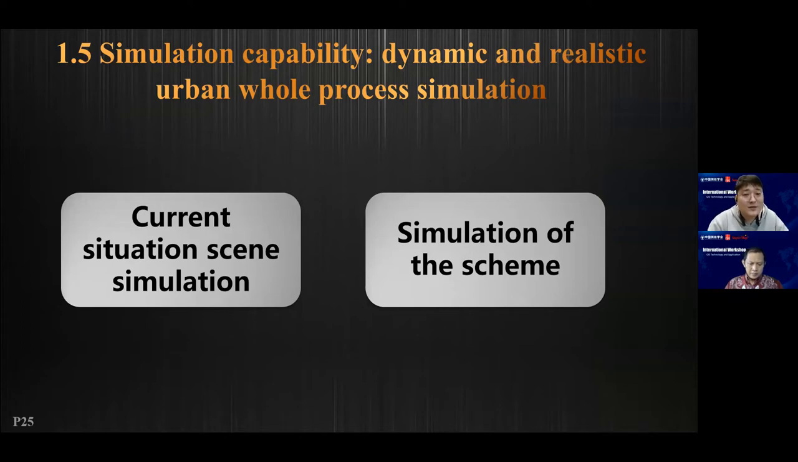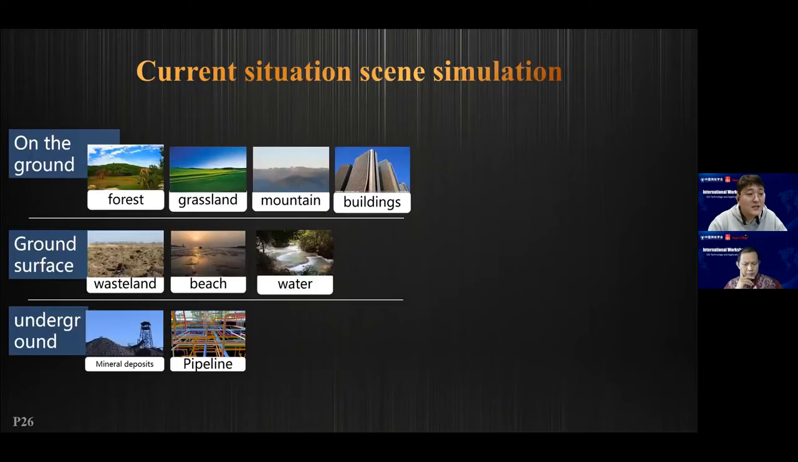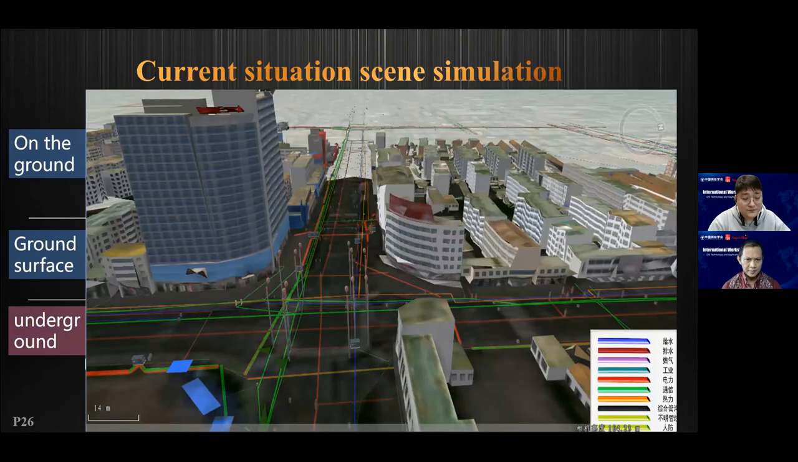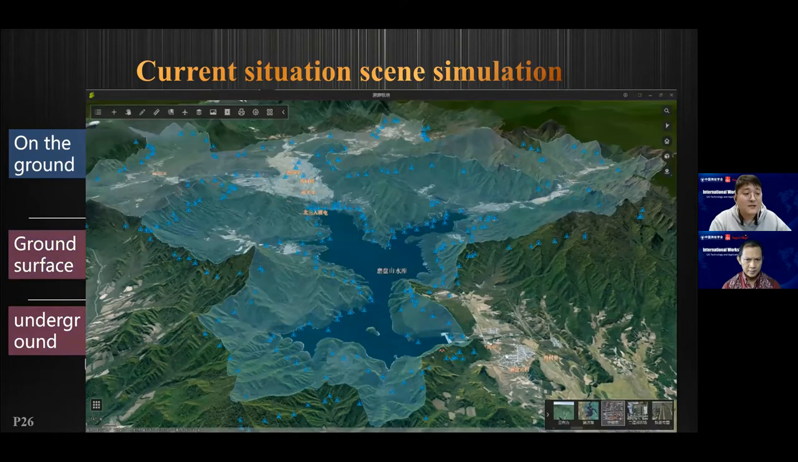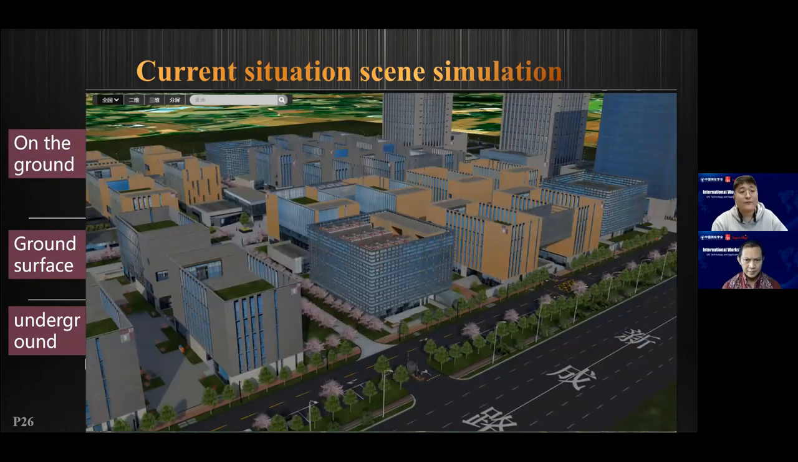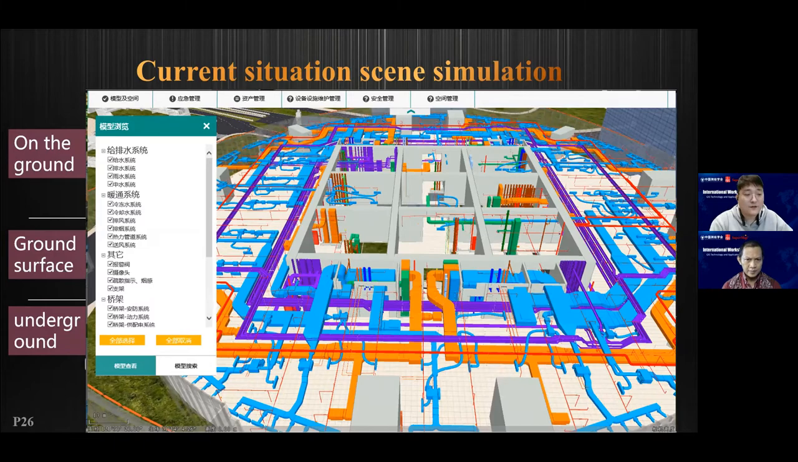It provides dynamic and realistic urban whole-process simulation, and it can be divided into current situation simulation and simulation of the scheme. For the current situation scene simulation, we can integrate the underground data, such as the pipeline and the main road deposits, and the ground surface data, such as the water and the beach, and on-ground data like building, mountain, and the grass lines. The ground surface we can overlay with terrain, and on the ground data, we can simulate the real building in the system, and even the inside of the building.